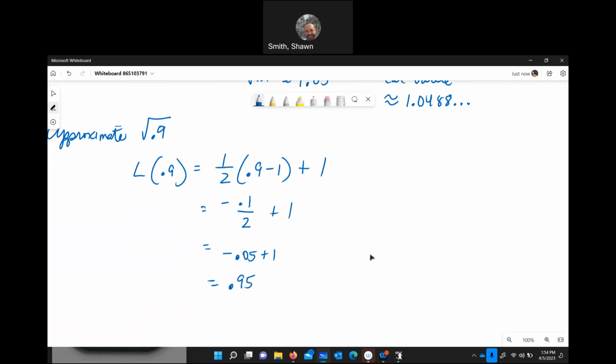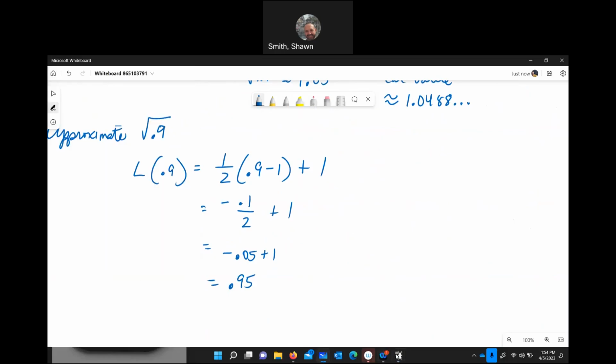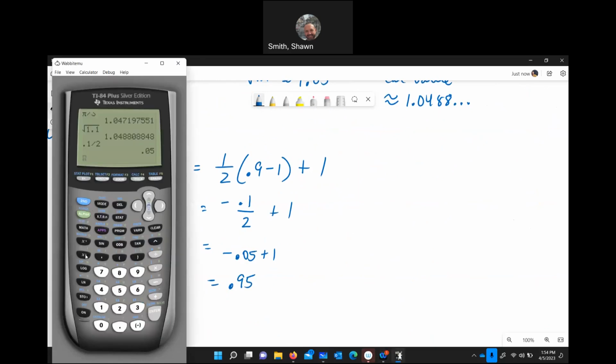Now I'm doing all this mentally, so you can double check it. Sometimes with all these decimals and things, you do want to verify with the calculator. You will have a calculator. So 0.1 divided by 2, that was the negative 0.05. Okay, so 1 minus that is 0.95. And then you can do the square root of the actual 0.9 to see how close you are to that. That's pretty close, 0.9486.